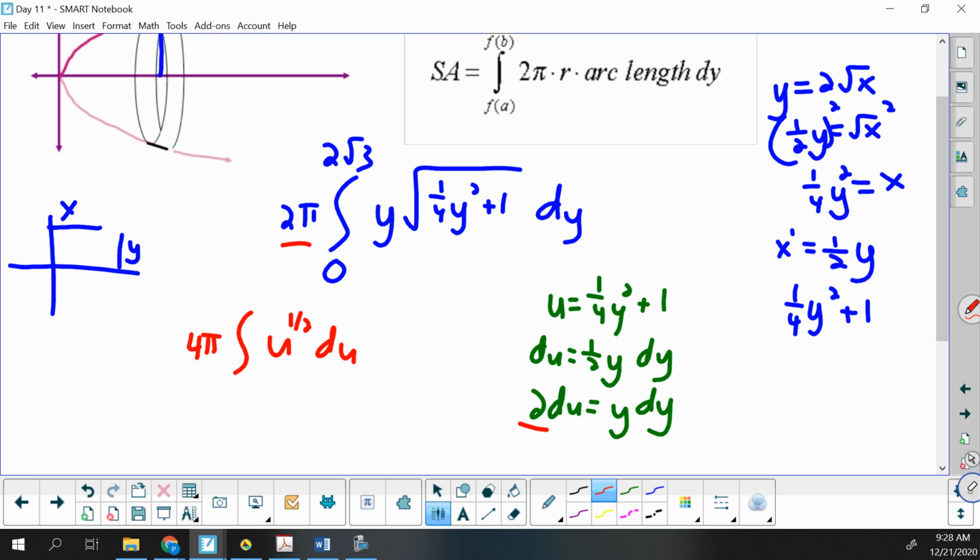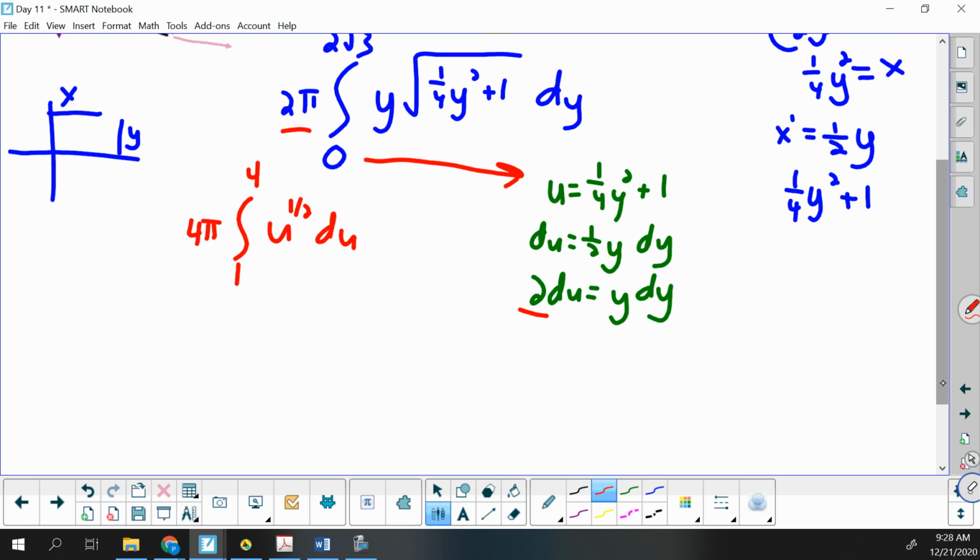And we've got to change our bounds. So we'll put 0 and 2 radical 3 in for y here to see what we get back for u. 0 squared is 0, times a fourth is 0, plus 1 is 1. 2 square root of 3, when we square it, is really 4 times 3, which is 12, times a fourth, which is 3, plus 1 is 4. And you may recognize that right now this is the same thing we had after we did u substitution for the x's.